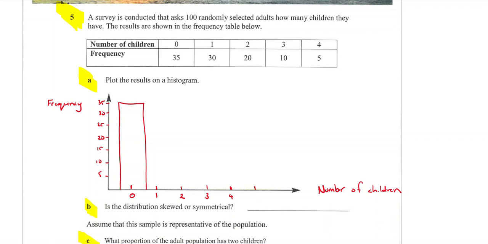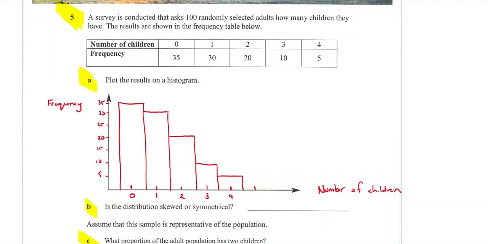One child, there is a frequency of 30, so there's no gap in between the columns. From the 30, you will come across, and it will end between the 1 and the 2. 2 is a frequency of 20. 3 is a frequency of 10. And 4 is a frequency of 5. Okay, so mine's a little bit wonky because I haven't used the ruler, but hopefully yours is a bit straighter than that.